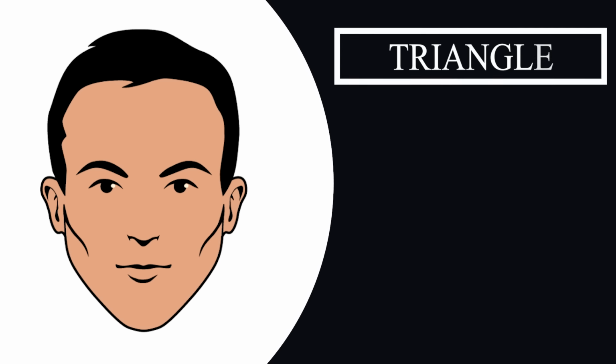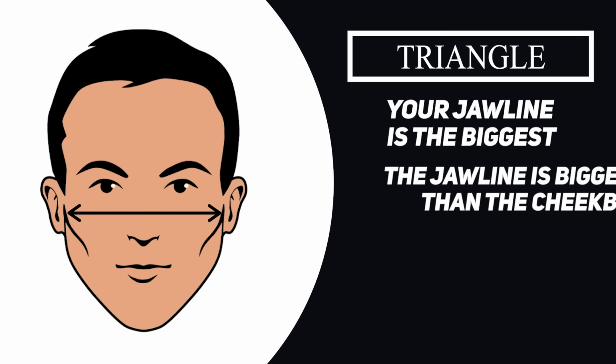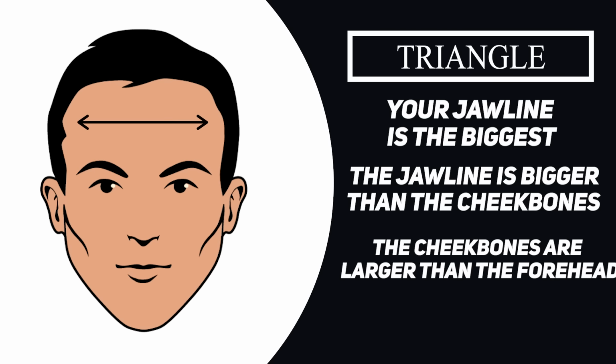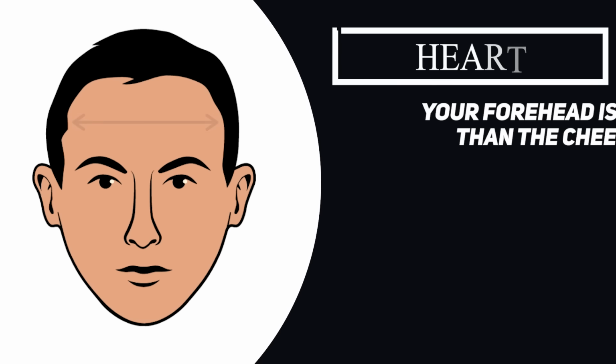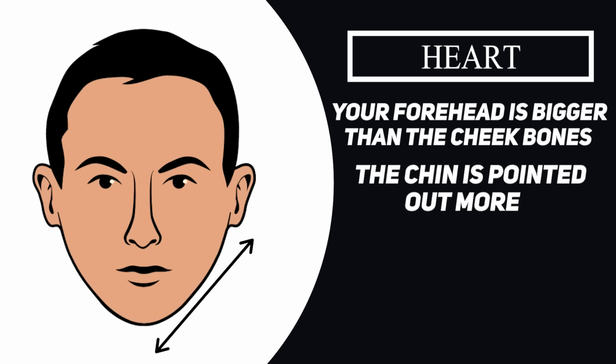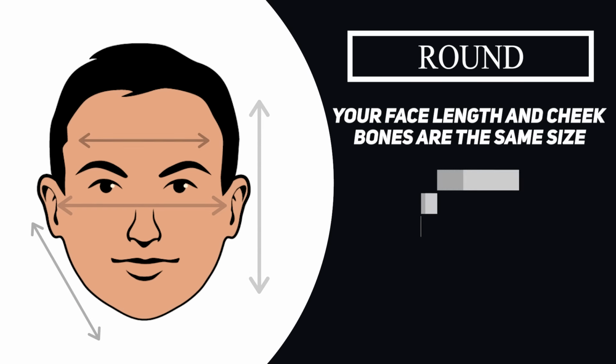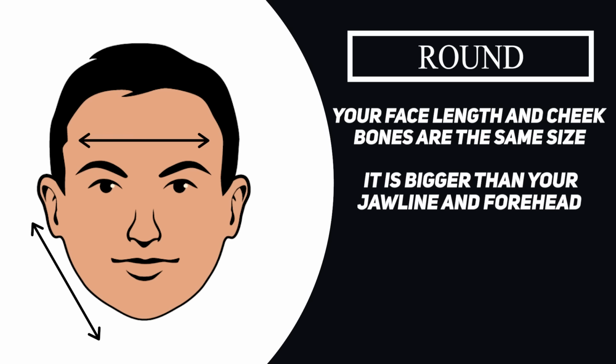Next, triangular. If you have a triangular face shape, your jawline is the biggest. The jawline is bigger than the cheekbones, and the cheekbones larger than the forehead. Now, if you have a heart face shape, your forehead is bigger than your cheekbones and your jawline. The chin is also usually pointed out a bit more. Now, if you have a round face, your face length and cheekbones are roughly the same size, and it is bigger than your jawline and forehead.